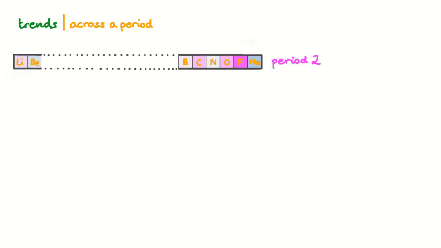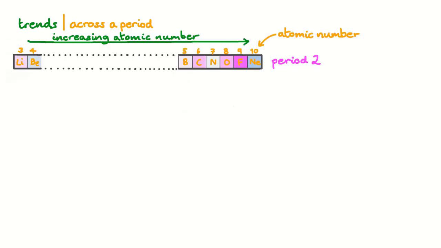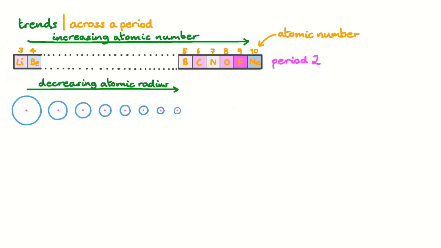Let's take a closer look at period 2. As we go left to right, the atomic number increases. Since the number of electron shells is not increasing and the nuclear charge is increasing, the atomic radius goes down. In an atom of lithium, the nucleus has a charge of 3+, so we have 3 electrons in the electron cloud. In total, these electrons have a 3- charge. Meanwhile, a fluorine atom has a 9+ charged nucleus and 9 electrons.